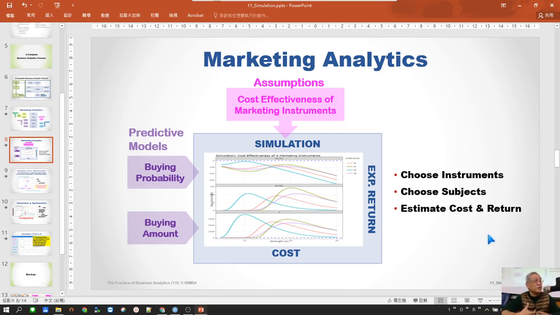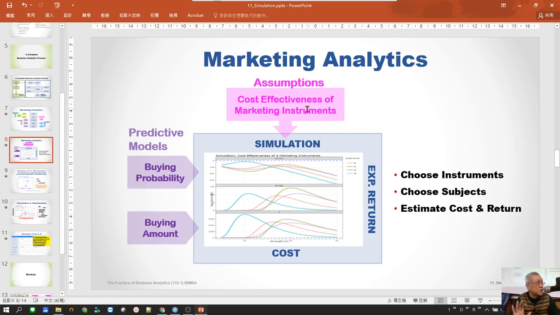So this week we are going to expand the diabetic patient case to a more realistic, more practical case of retail marketing. The difference is, first of all, we have two models instead of one. We are using a probability model as well as a numeric model to predict the buying probability and buying amount for each of our customers.